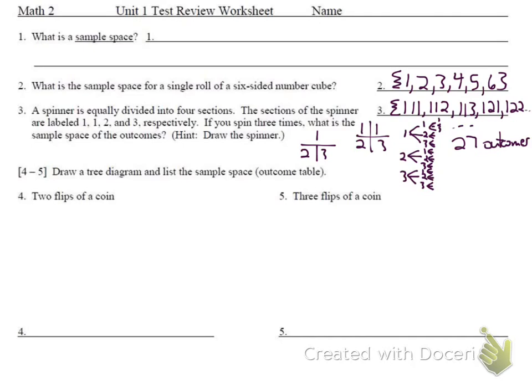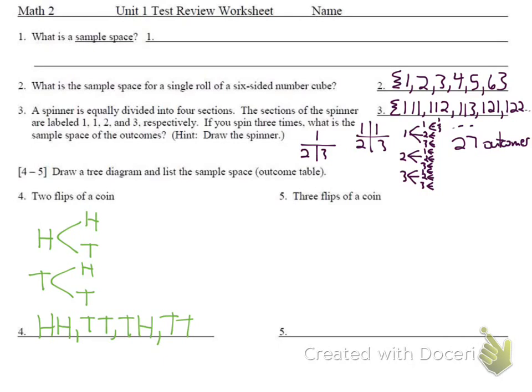Now, 2 flips of a coin. Looking at number 4, our tree diagram, we could have heads or tails. Then this splits on the second flip, heads or tails. So I could read it as heads, heads, heads, tails, tails, heads, tails, tails.